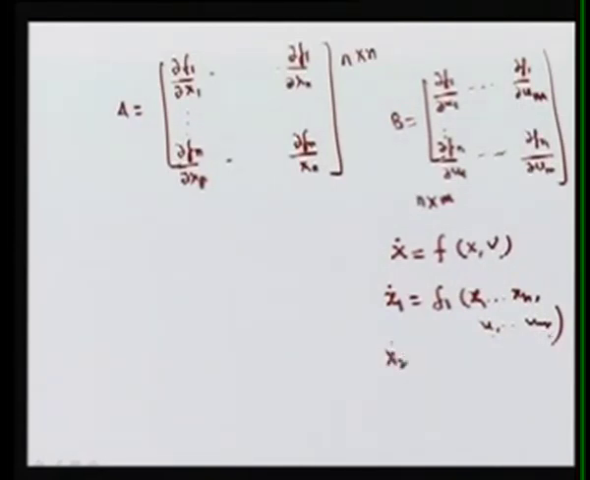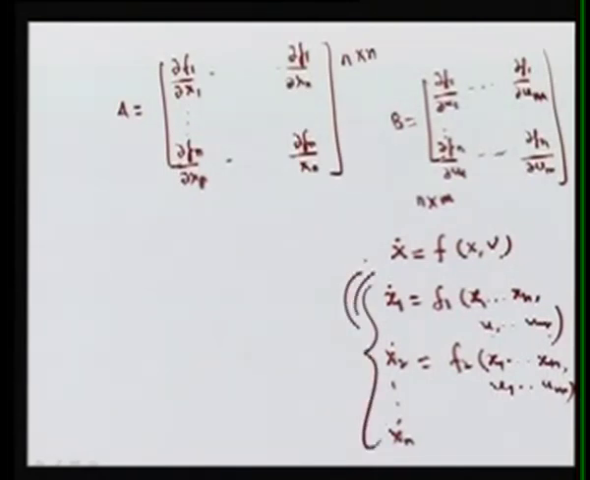Similarly, I can write x2 dot, here is another function f2, where the variables are x1 to xn, and u1 to um. So similarly we can have xn. All these equations can be represented in the compact form, and that is called the vector form representation. So here we can write simply, x dot is a nonlinear function of this.